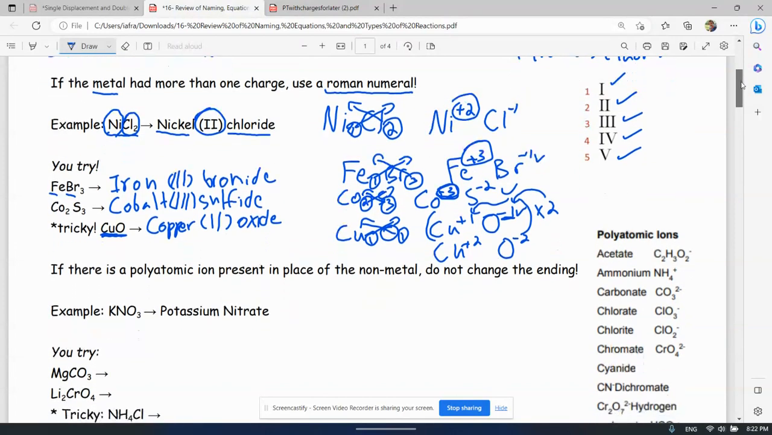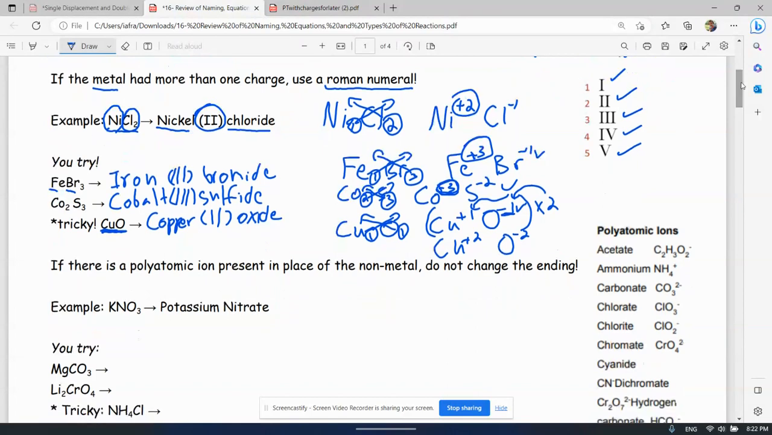To make sure that they were not reduced, what you do is you check the non-metal. The non-metal can only have one possible charge. If it matches what's in the periodic table, you know it was not reduced, you're all good. But if it does not match, you have to unreduce. So basically multiply by a number to get back to the charge in the periodic table, and then you'll get the charge of the metal that you are looking for.